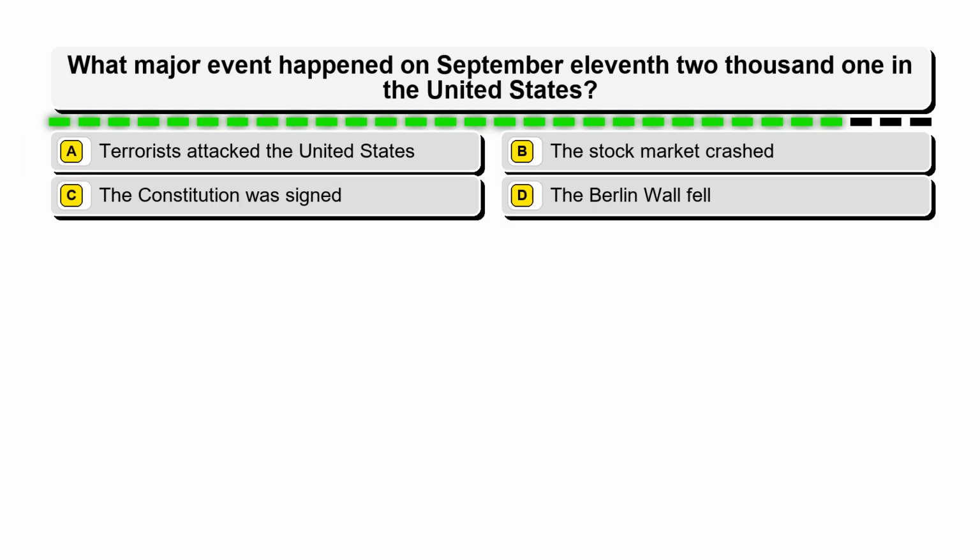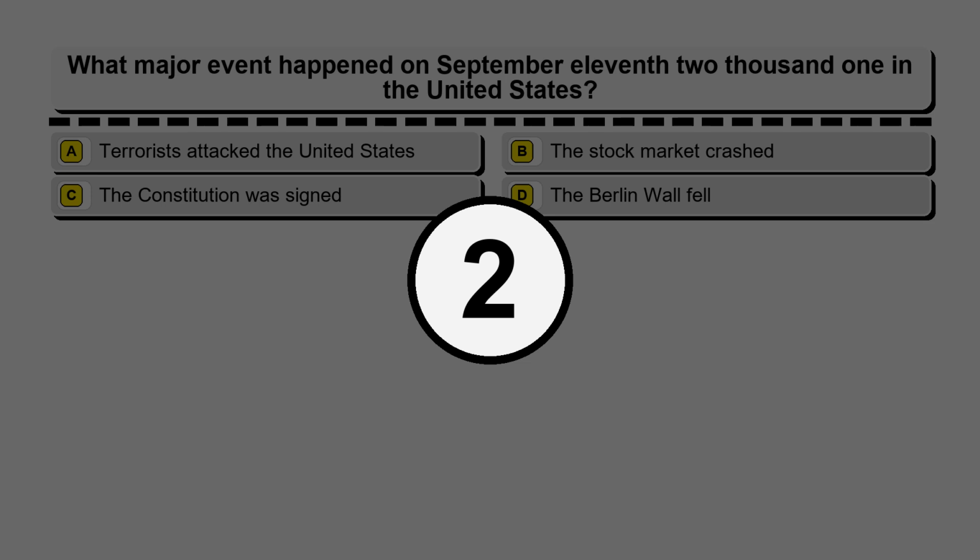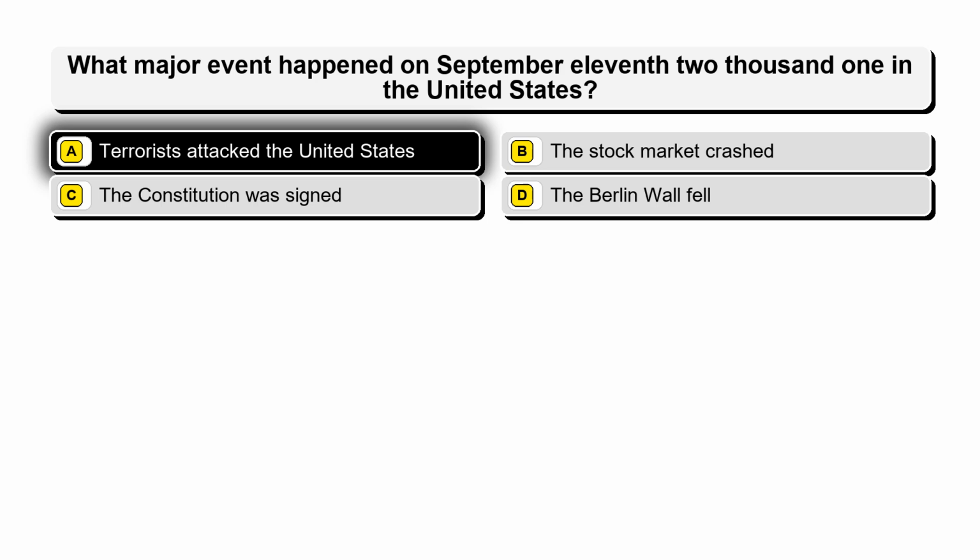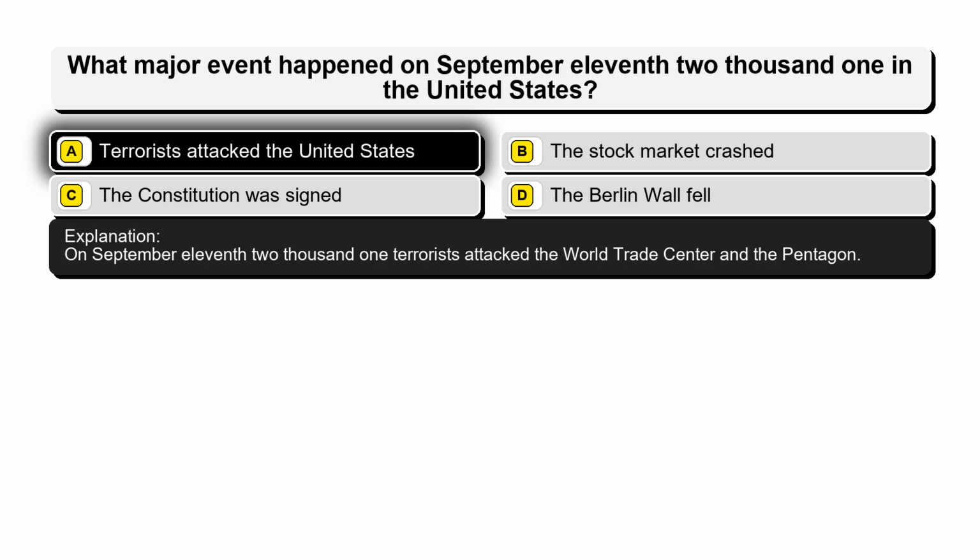Question 118. What major event happened on September 11, 2001 in the United States? Option A, terrorists attacked the United States. Option B, the stock market crashed. Option C, the Constitution was signed. Option D, the Berlin Wall fell. The correct answer is option A, terrorists attacked the United States. On September 11, 2001, terrorists attacked the World Trade Center and the Pentagon.